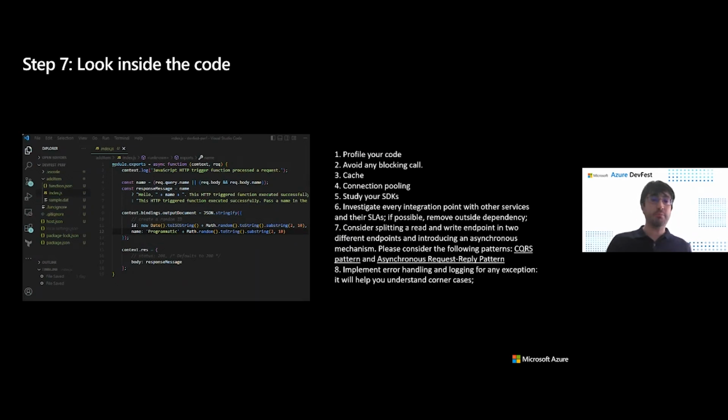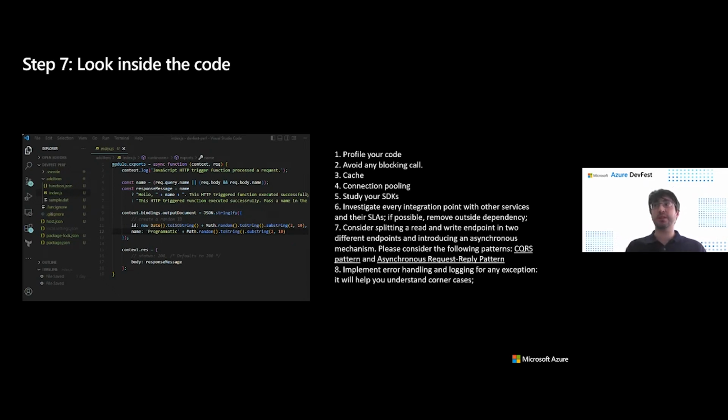But my overall recommendations, based on experience working on the cloud, are, first of all, always profile your code and try to see if the memory is properly used during code execution. Always try to avoid any blocking call. In fact, a blocking call might cause a lot of performance issues. And in that case, it's better to consider other types of patterns like CQRS or asynchronous request-reply.